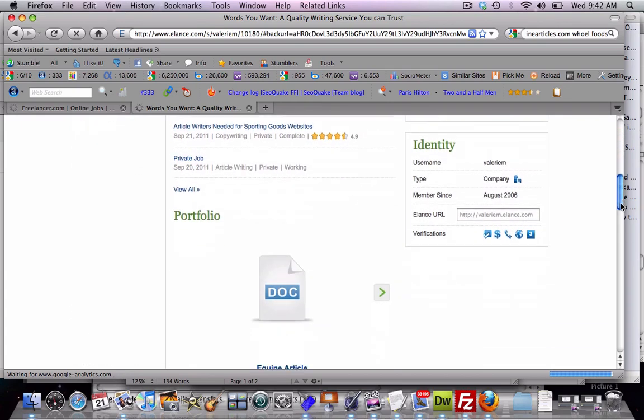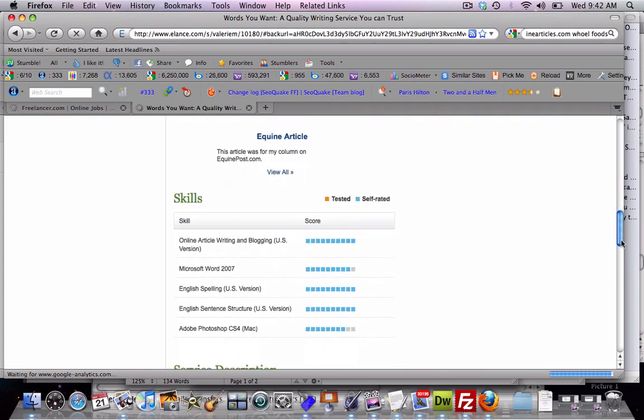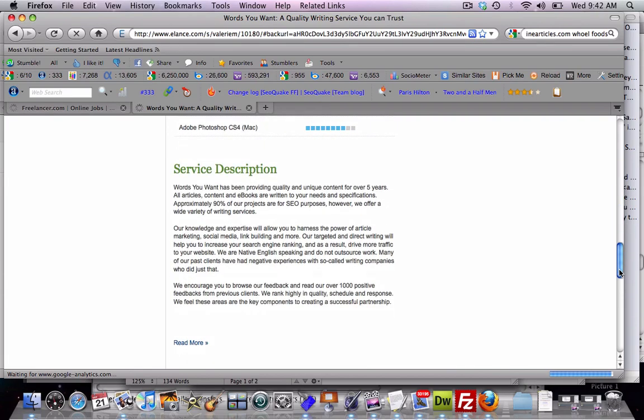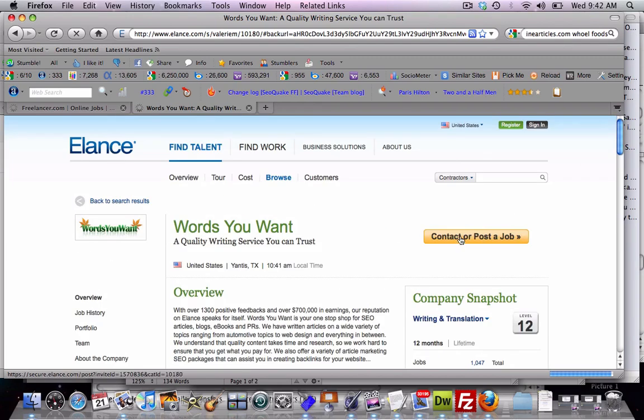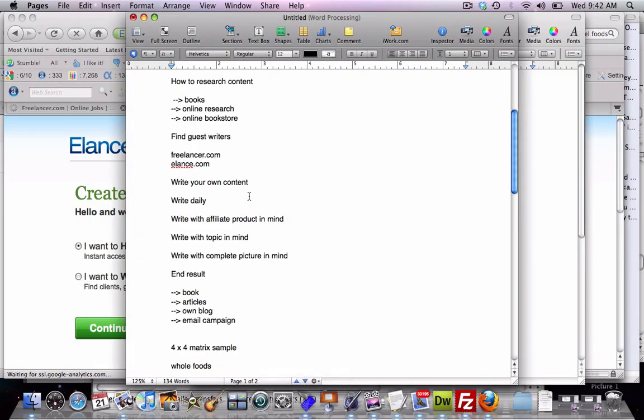Sometimes these sites will tell you how much they want to be paid. It tells you all about what they do, and then you can contact them. Contact or post a job. You can also post jobs where you say, hey, I need somebody to write 10 articles, and bid. But this is a convenient way because you can really find the best of the best. You can click contact, and then you can send them an instant message or however it works. Each of the websites is different. So that's how you can find guest writers.